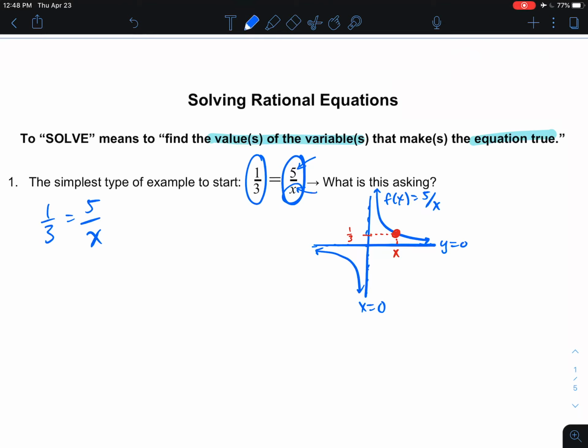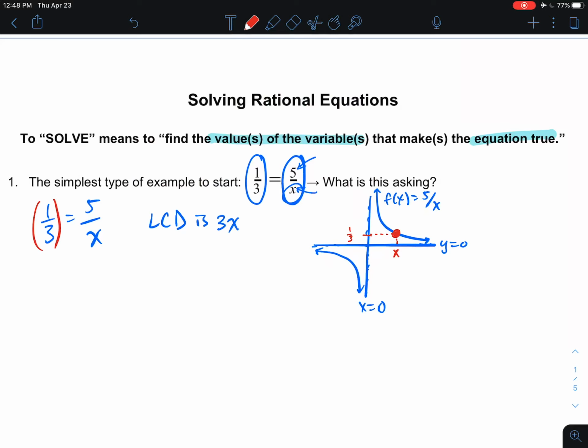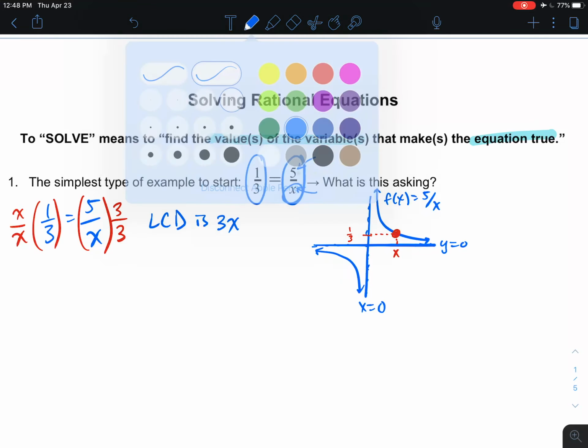In order to establish a common denominator, I have to identify what the lowest common denominator is. In this case, that's going to be 3x. So I need both of those rational expressions to have 3x as a denominator, which means I have to multiply this expression by x on the top and the bottom, and I need to multiply this expression by 3 on the top and the bottom. That allows me to get a common denominator on both sides.